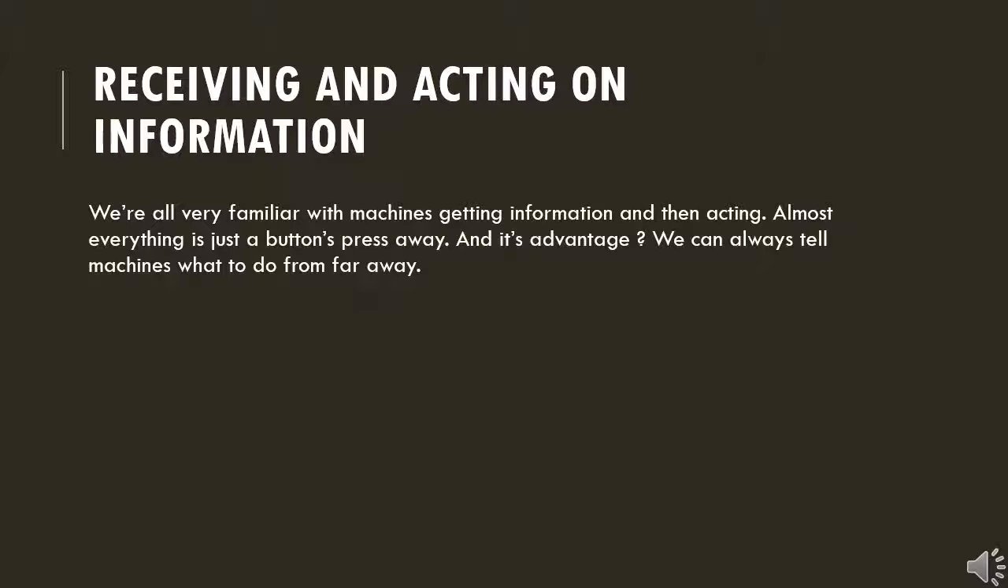Now let's talk about receiving and acting on information. We're all very familiar with machines getting information and then acting on it. Almost everything is just a button's press away nowadays. And its advantage is that we can always tell machines what to do from far away. For example, your car receives a signal from your car keys and the door opens. Your printer receives a document that you sent it and it prints it. Examples are endless. But is it enough?